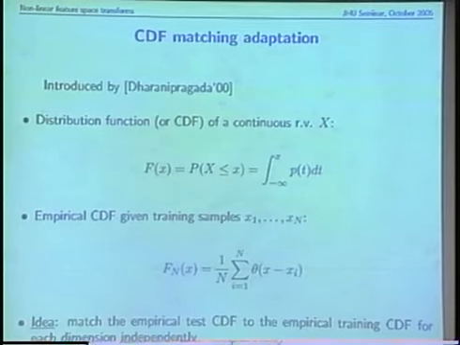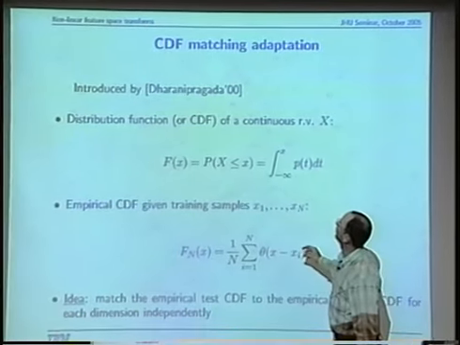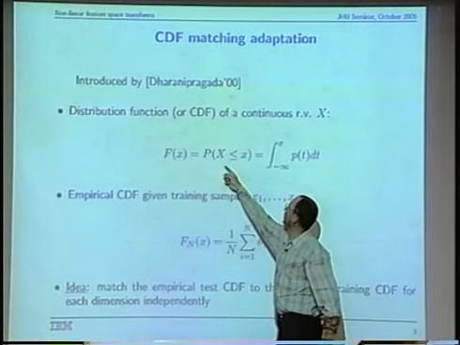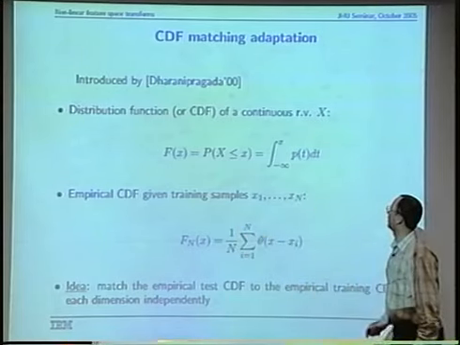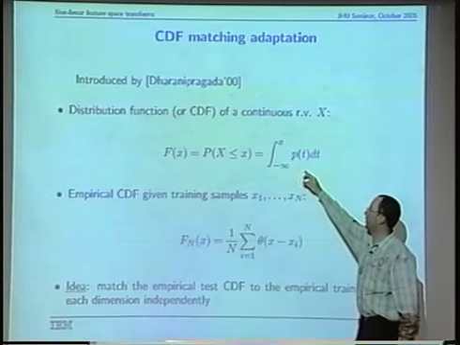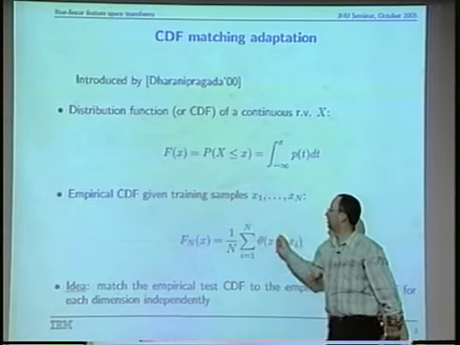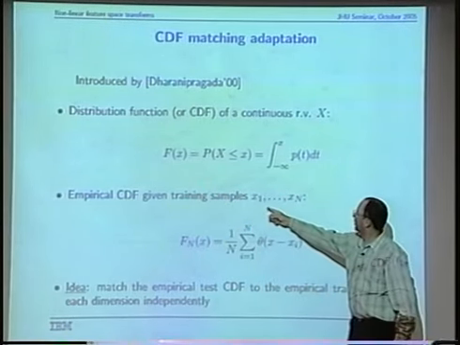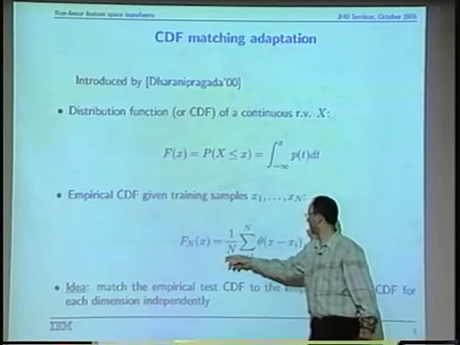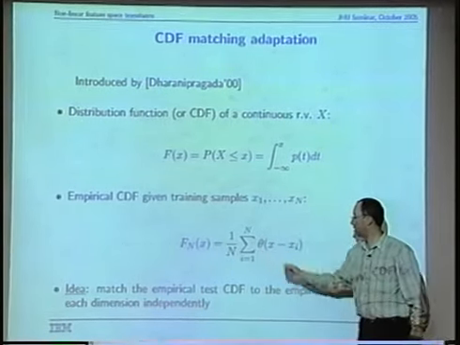So let's start with CDF matching adaptation. We define the cumulative distribution function of a random variable X as the probability that the realization of X is less than or equal to lowercase x. And this is simply the integral from minus infinity to lowercase x of the PDF of the random variable X. Now we can approximate capital F of x by what's called the empirical CDF. So given N training samples from x1 to xN, the empirical CDF of x is 1 over N times the summation from i equals 1 to the number of samples of the step function evaluated at x minus xi.